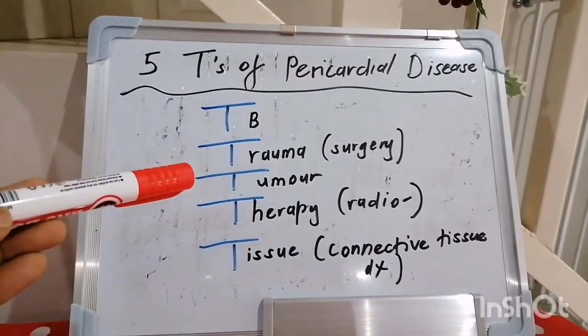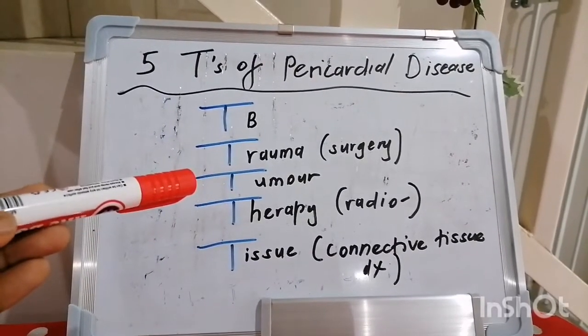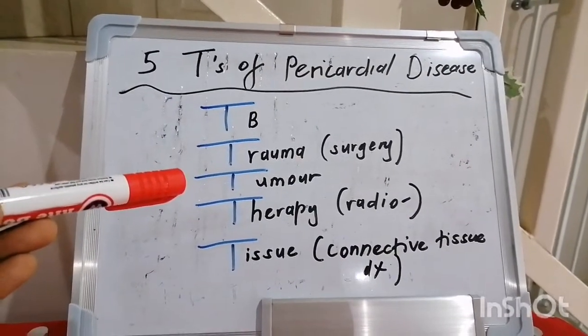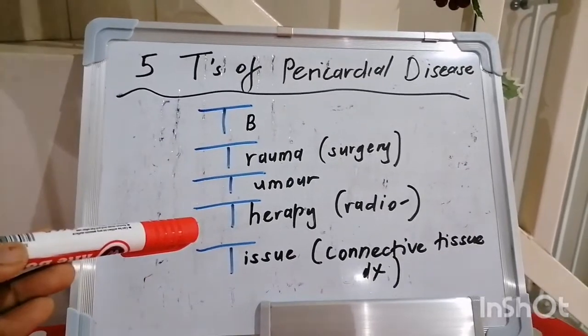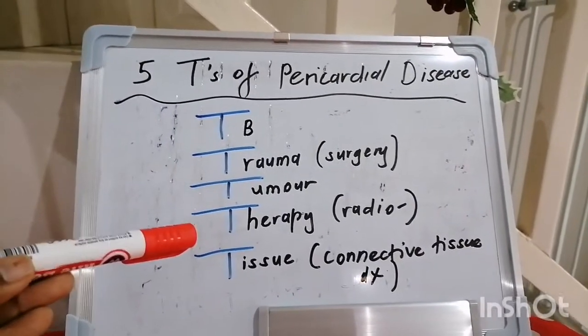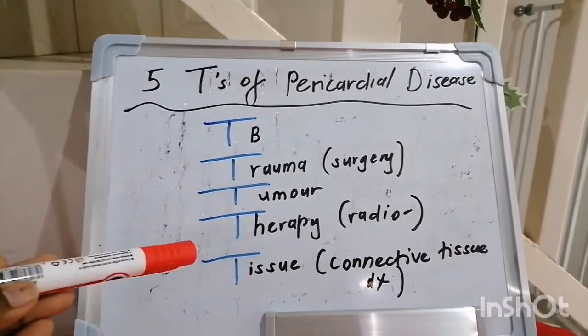So is this indeed a paraneoplastic manifestation of a cancer? So maybe it's a primary cancer of the pericardium, not very likely. It could be secondary, or it could be a paraneoplastic manifestation. Therapy in terms of radiotherapy. So radiotherapy can also cause pericarditis, and clues there clinically is, does the patient have any radiotherapy tattoos or a thoracotomy scar? The last T is for tissue.